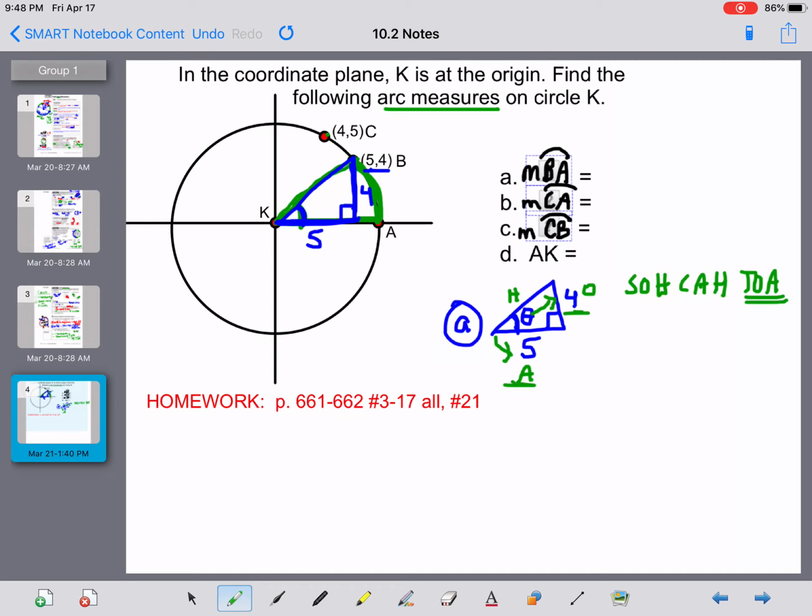So TOA, T stands for tangent. So I'm going to do tangent of angle theta equals the opposite, which is 4, over the adjacent, which is 5. And again, thinking back on chapter 7 rules, I really want that theta by itself. It has a tangent connected to it. Well, what undoes tangent? Usually inverse tangent is its opposite. So if I take the inverse tangent of the left side to cancel these, I have to take the inverse tangent of the right side, and theta should equal inverse tangent of 4/5.